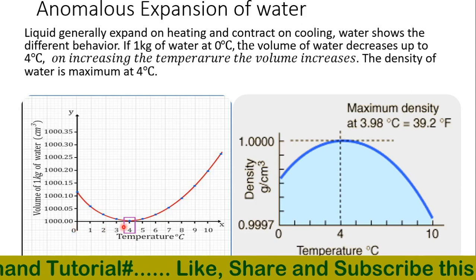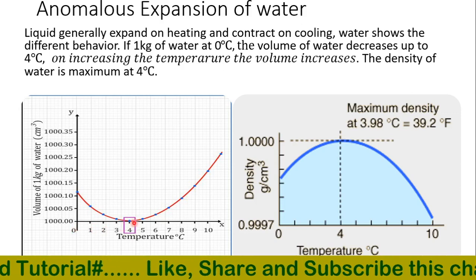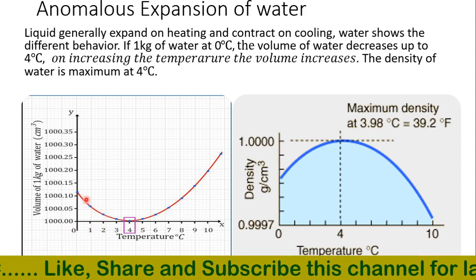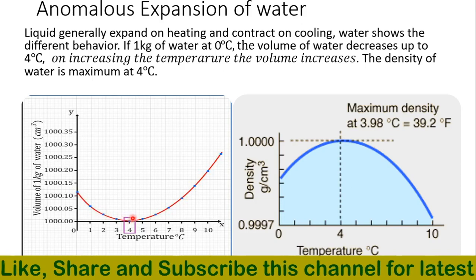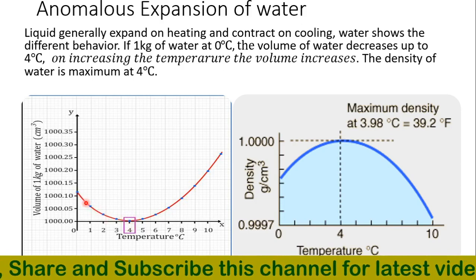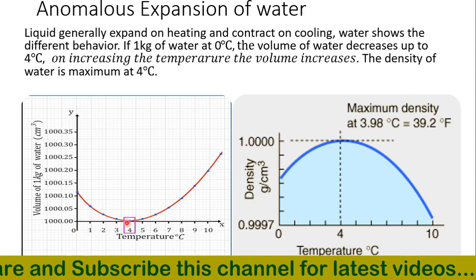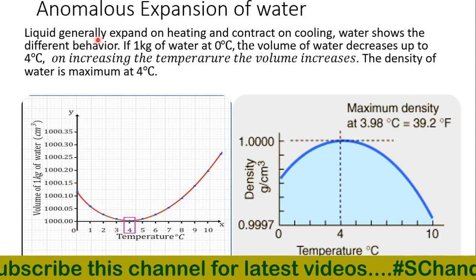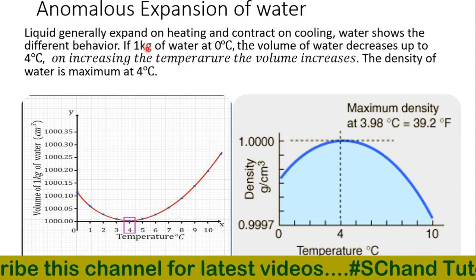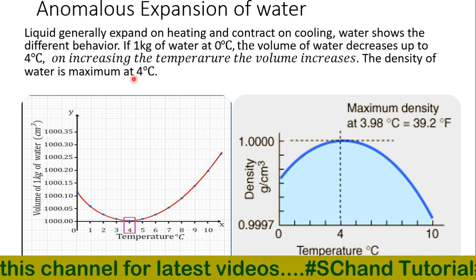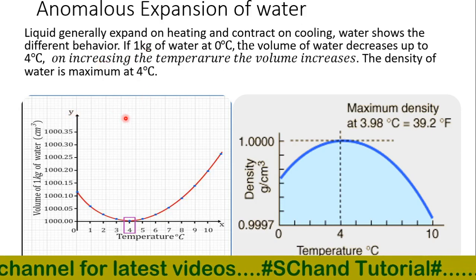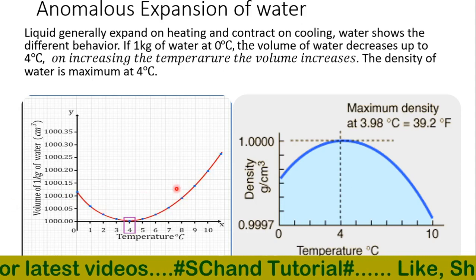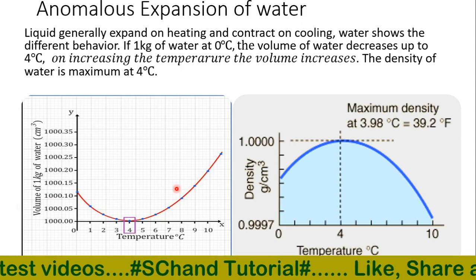So this different behavior means as we are heating the liquid, it should expand, but it is contracting here. The volume is decreasing. So this different behavior between 0 to 4 degrees Celsius is called the anomalous expansion of water. The expansion of water from 4 degrees Celsius to 0 degrees Celsius, or contraction between 0 to 4, is known as anomalous expansion of water, means it is showing a different behavior as compared to other liquids.